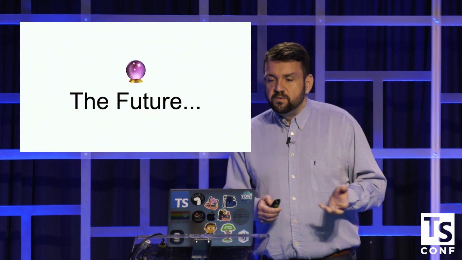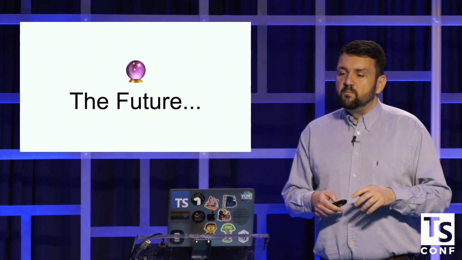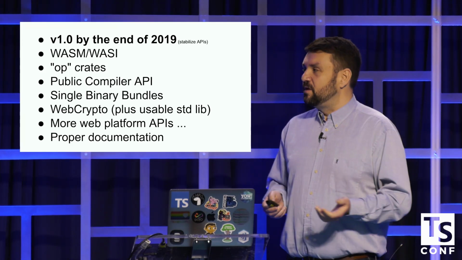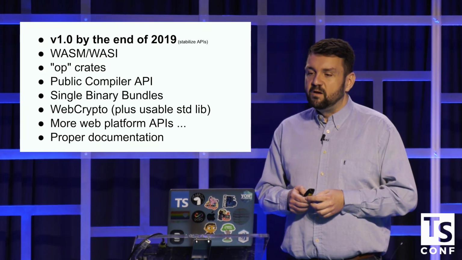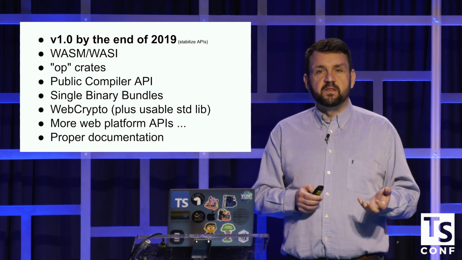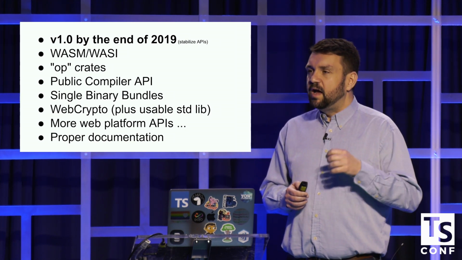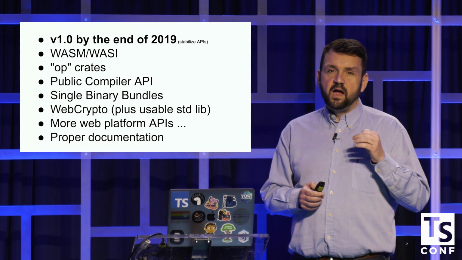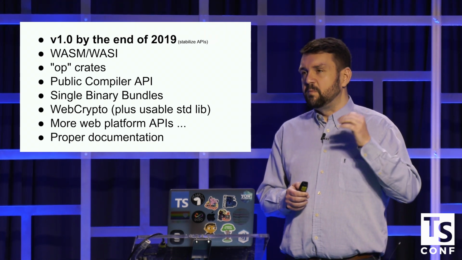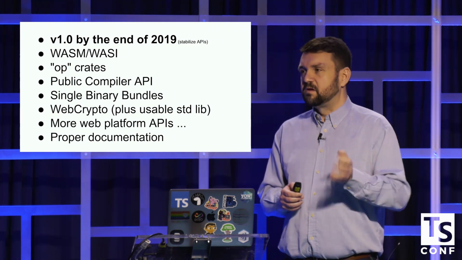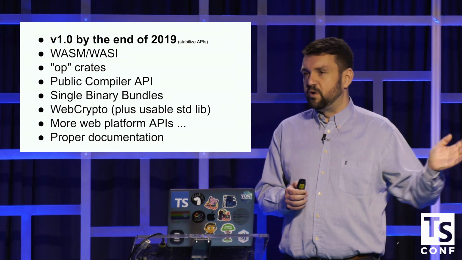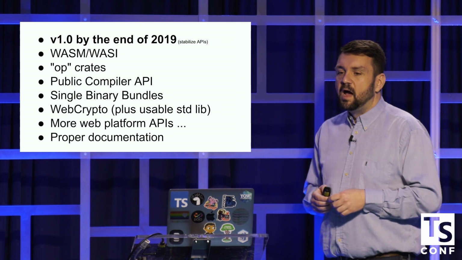What does the future hold? We're going to try to get 1.0 by the end of the year. So we're looking at stabilizing a lot of the APIs and at least trying to get to a consistent set of APIs so that people can author Deno programs and have confidence that they're going to work in the next version. We do breaking changes all the time at the moment.